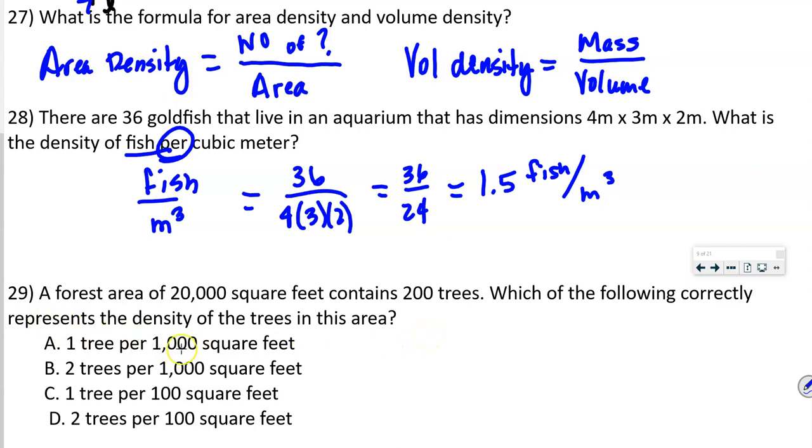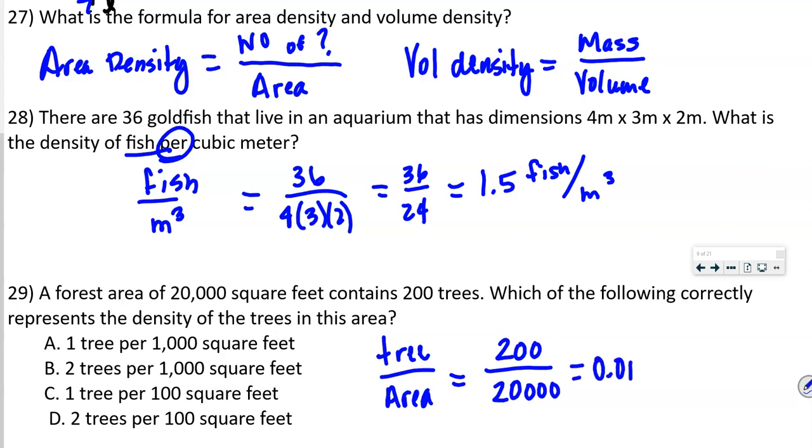Okay? So the next one says a forest area of 20,000 square feet contains 200 trees. Which of the following correctly represents the density of the trees in this area? Again, notice the trees are first and then the area is second. So we're going to put our trees on top and our area on the bottom. So we got 200 trees over 20,000 area. When we do that, we get 0.01. Now if you put this in your calculator and turn that to a fraction, it's going to give you 1 over 100. And that's what? 1 tree per 100 feet squared, right? So that's why the answer is C.